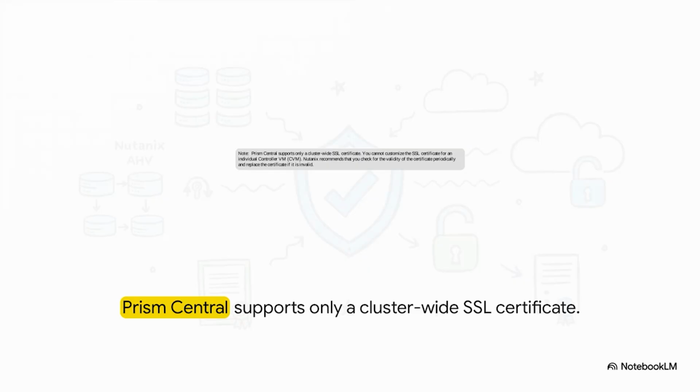Right off the bat, here is our first major architectural rule. Prism Central, and hey, this applies to Prism Element too, only supports a cluster-wide SSL certificate. You've really got to keep this in mind. Security here is managed at the cluster level, not on an individual node level. Understanding this cluster-wide scope is absolutely critical. It's a game changer for your day-to-day operations and, for sure, for passing this exam.